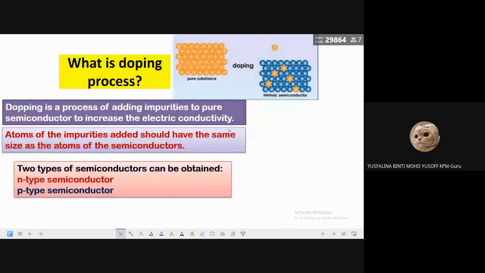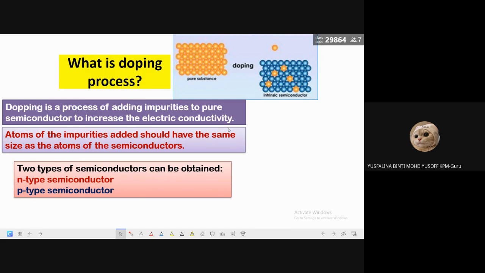A doping process. So what is a doping process? Doping is a process of adding impurities to a pure semiconductor, whether it's silicon or germanium. Actually, there are other types of semiconductor, but usually we know silicon and germanium. So doping is a process of adding impurities to a pure semiconductor to increase the electric conductivity. So it can conduct electricity much better.